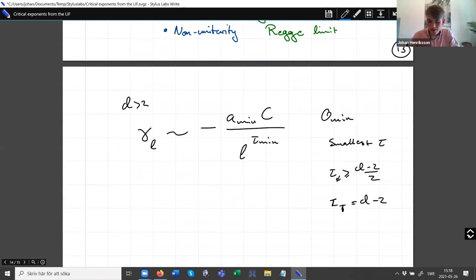Since in principle we have all the machinery to prove this now, I added this as an exercise in the notes I uploaded. And you can even compute this constant C.